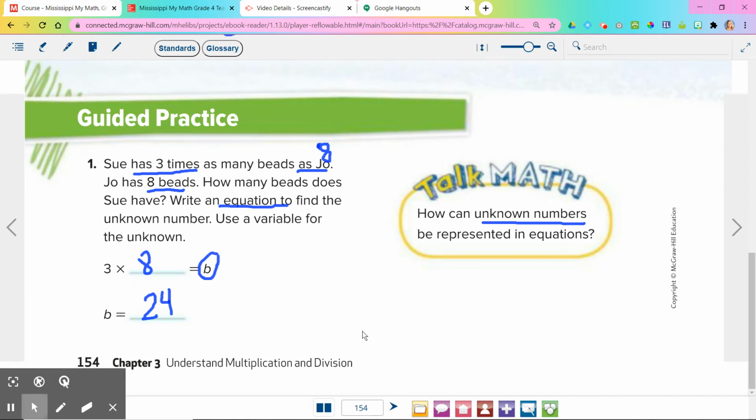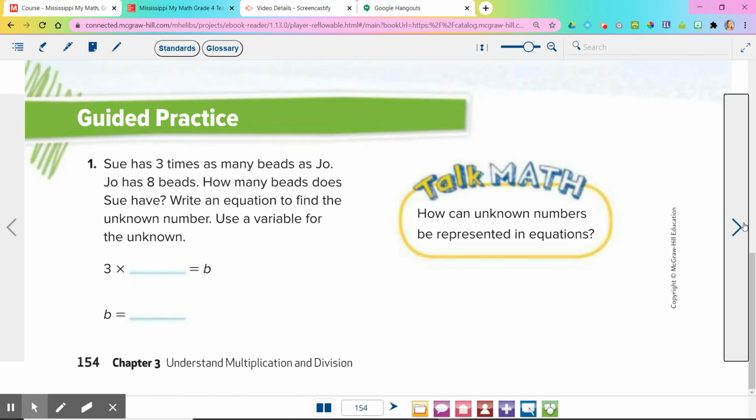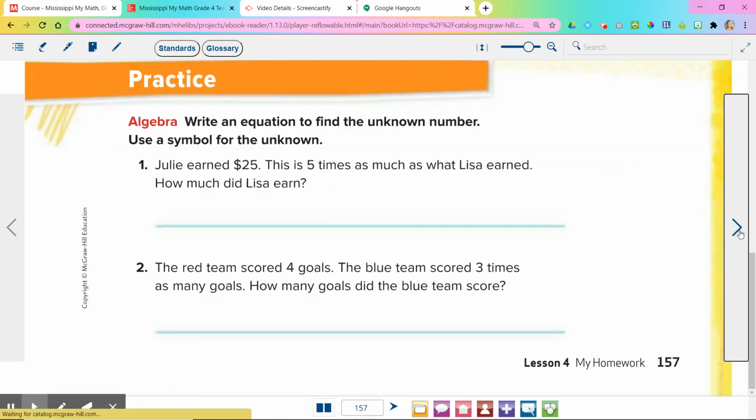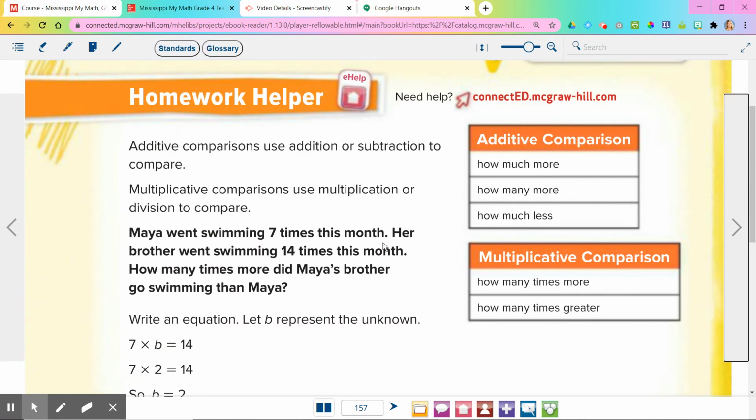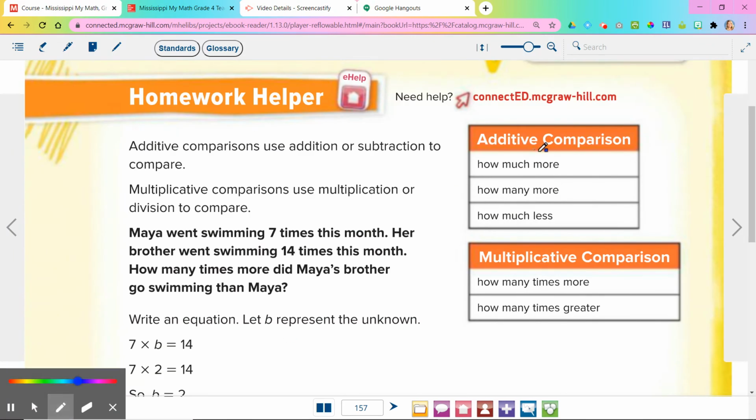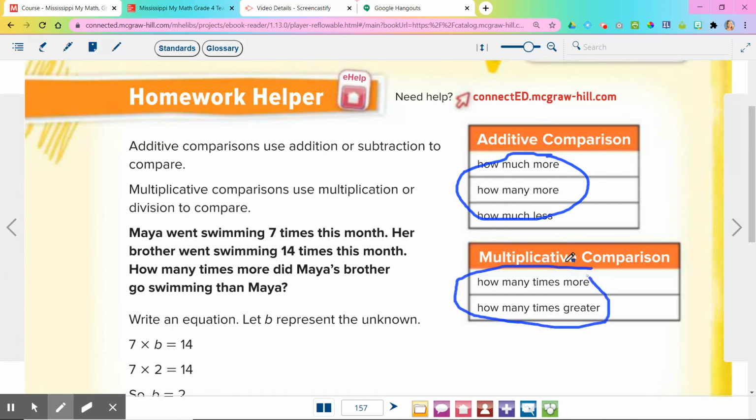Before I end this video, I am going to talk to you a little bit about homework, which you'll do digitally, but homework is going to deal with the same, either multiplicative or additive comparison. So be careful, because if you see any of these, you're going to have to add or subtract, and we're going to talk more about that on some of the classwork. But if you see any of these, that means that they're multiplicative, so you could multiply or divide.